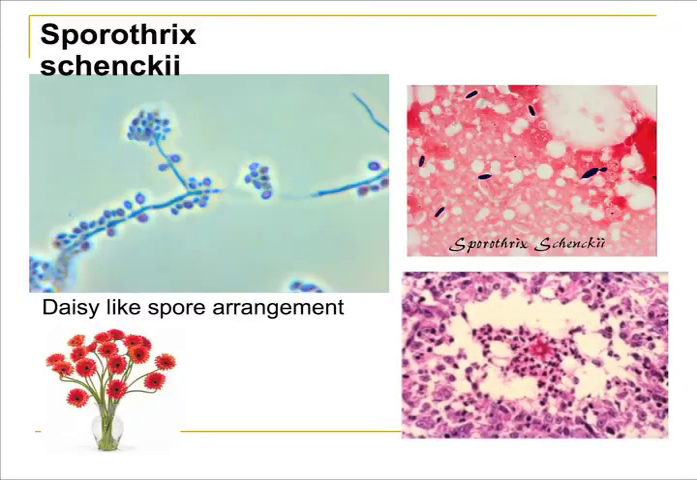On the next slide is shown the lactophenol cotton blue prep of Sporothrix schenckii, and you can see the daisy-like spore arrangement of the hyphae and spores of Sporothrix. On the right-hand side, you can see the yeast cells that are produced. And notice that once again, they are cigar-shaped, and that is a unique feature of Sporothrix. There's also another picture of the asteroid body that can be produced.